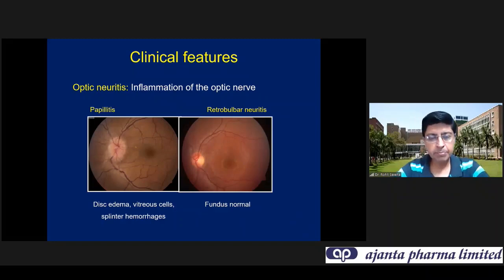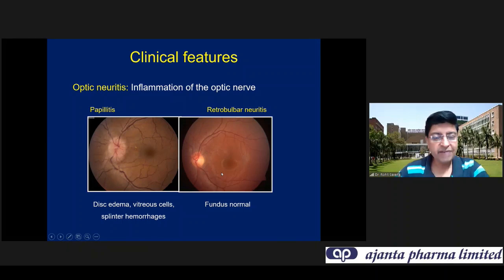So optic neuritis per se means inflammation of the optic nerve, and you can have its presentation in the form of papillitis, where you would have disc edema, some vitreous cells overlying the disc, a very, very few splinter hemorrhages. So this is the classical papillitis appearance. The edema is not too severe, but you can see one or two splinter hemorrhages. You can see the margins are blurred, and there is a bit of edema. It's not a very extensive edema, and usually the edema is not very severe.